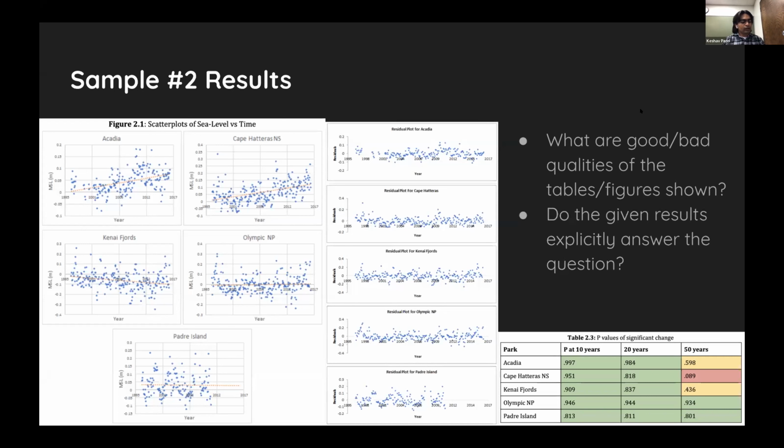Okay. So this, I think, will be the last round of this. I'll give you another minute or so. Let me know what are good things about these plots, what are bad things about these plots. Do the results clearly give an answer to the question asked? Any other comments or anything like that you might have?